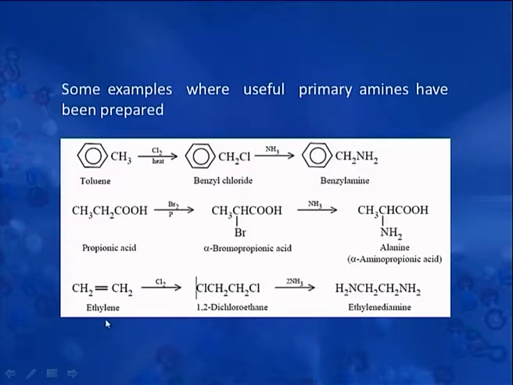This is ethene. When treated with chlorine, this chlorine adds on to the double bond and there is formation of 1,2-dichloroethane, which upon ammonolysis forms a diamine, that is ethylene diamine is formed here.